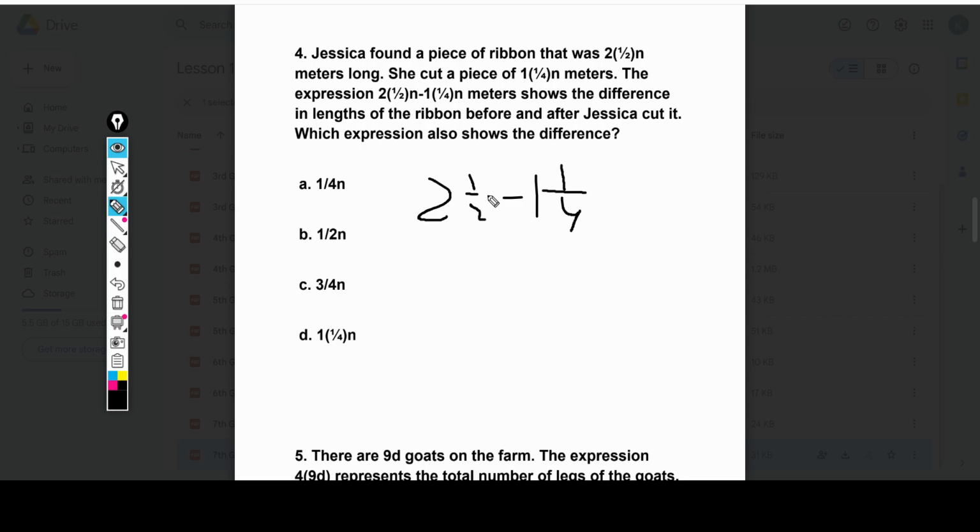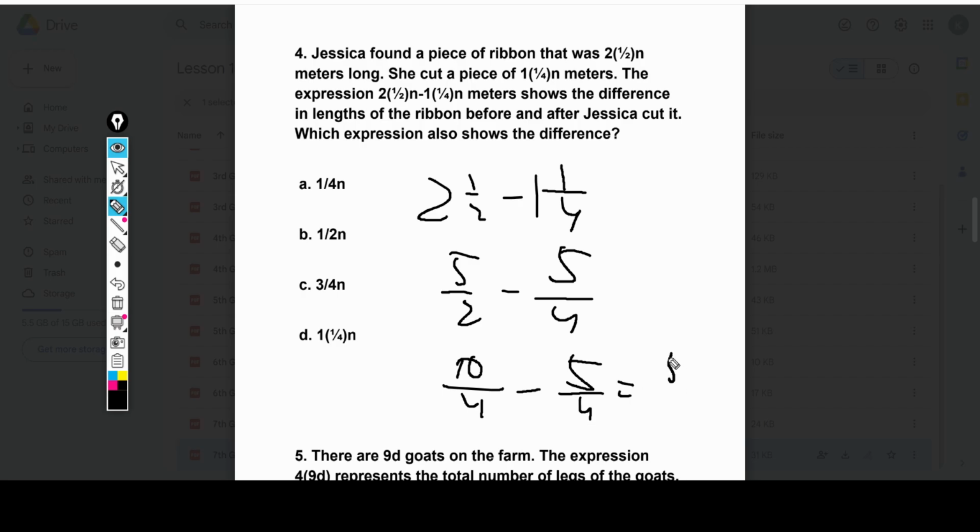One way I like to do this is you can set them to be improper fractions. So 2 and 1/2 will be 5 halves minus 5 fourths. And then if you set it to have the same denominator, you have 10 fourths minus 5 fourths, which ends up with 5 fourths. So you end up with 5 fourths, which is 1 and 1/4. And then you'll have to add the n at the end, because they both had n that we factored out at the beginning.